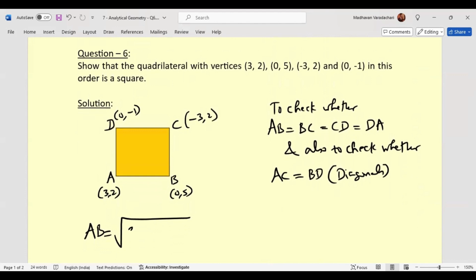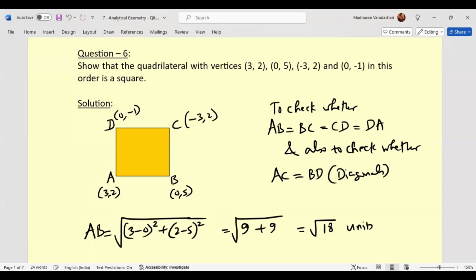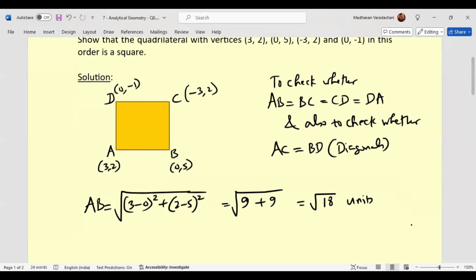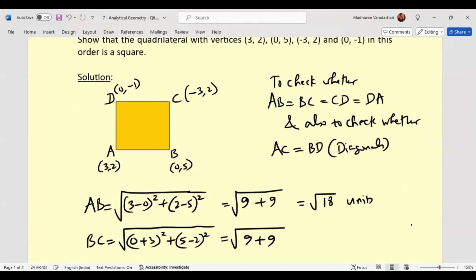So (3 minus 0) the square plus (2 minus 5) the square, which is root of 3 square is 9 and minus 3 square is 9. So it is root of 18 units. Now let us check about BC. It is square root of (0 minus (-3)) the square plus (5 minus 2) the square. So 3 square is 9. Again 3 square is 9. So this is also root of 18 units.